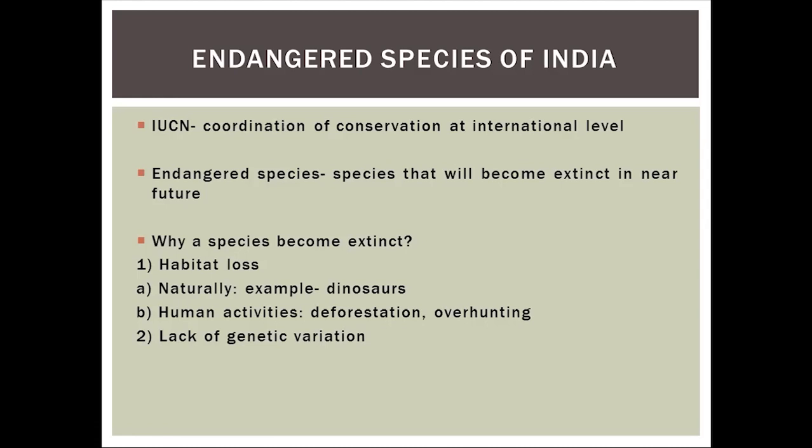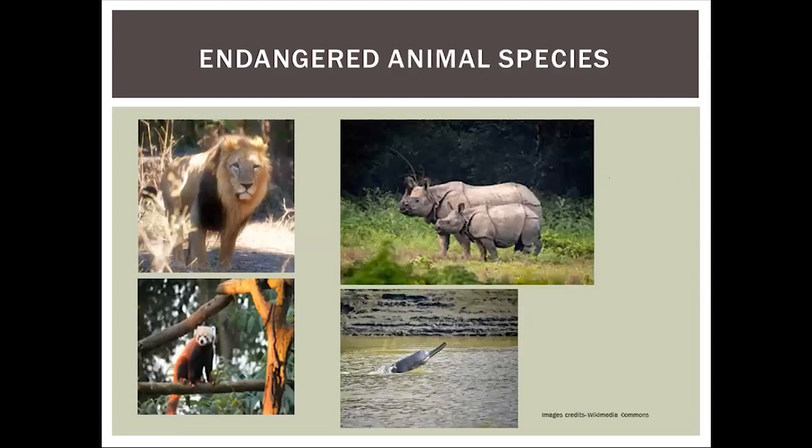Then human activities like deforestation for developmental projects, for housing, for industries, even for agriculture. If the forests are cleared, the native habitat of the organism is destroyed. Then overhunting of a species. Second reason why a species becomes extinct is lack of genetic variation. We have seen why the decrease in genetic diversity is mainly because of genetic inbreeding. Okay, the breeding between the individuals of a single population of a particular species. There is loss of genetic variation, so the species become extinct in near future.